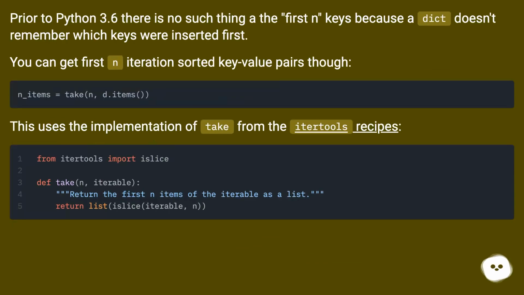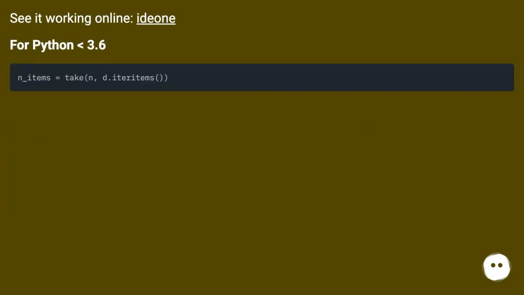Prior to Python 3.6, there is no such thing as the first n keys, because a dict doesn't remember which keys were inserted first. You can get first n iteration sorted key value pairs though. This uses the implementation of take from the itertools recipes. See it working online, for Python lower than 3.6.